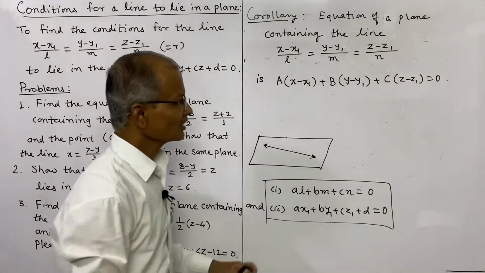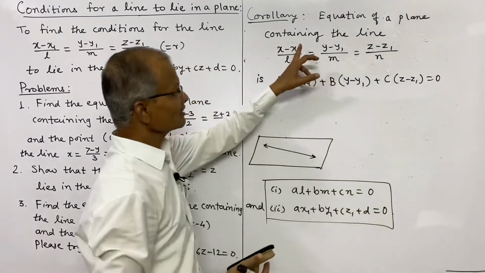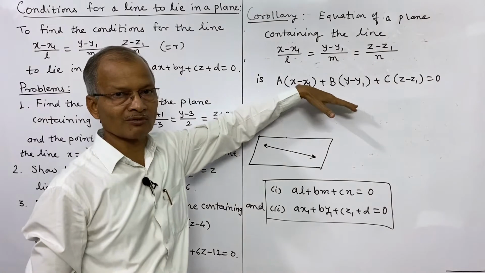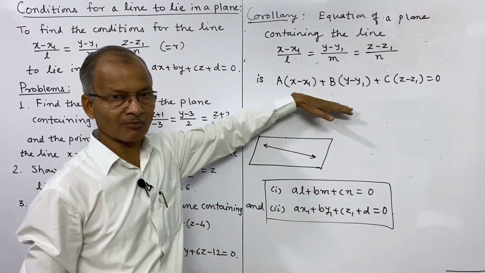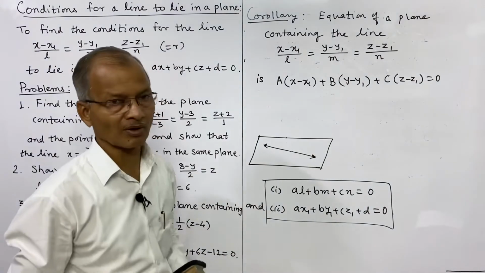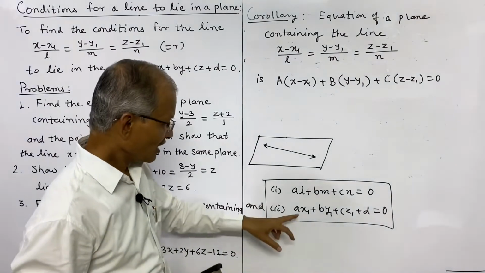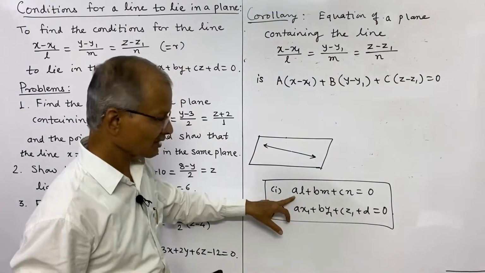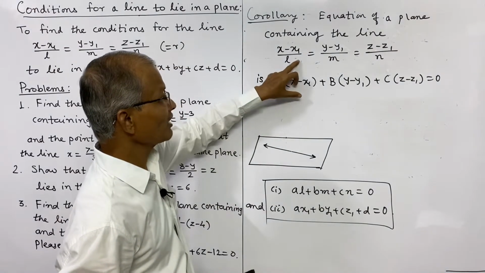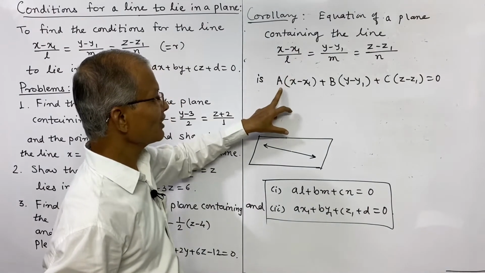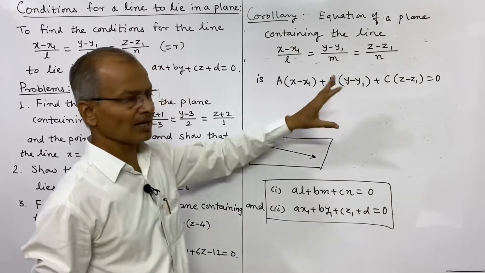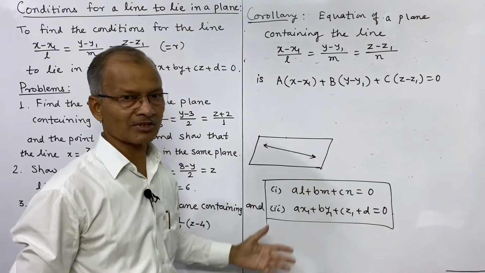And what is the next condition? This is the equation of a plane passing through the point (x1, y1, z1). We have written this earlier in the chapter on plane. Any plane passing through a given point can be written in this form. And what is the second condition? The normal to this plane must be perpendicular to this line. What are the DRs of the normal? A, B, C. Instead of small abc, we have written capital ABC. We may write small abc also.